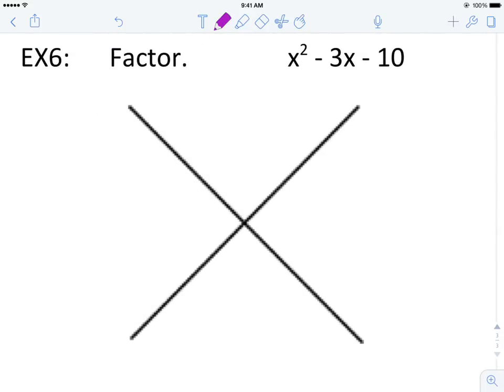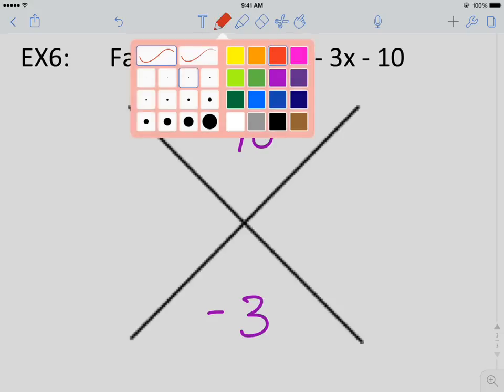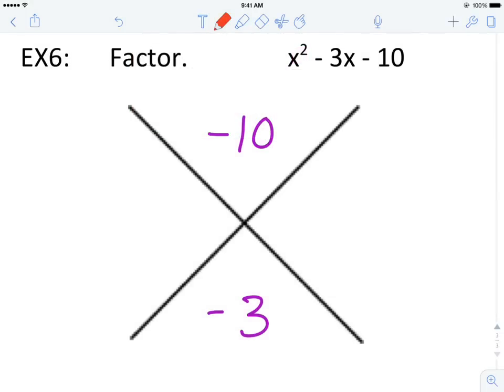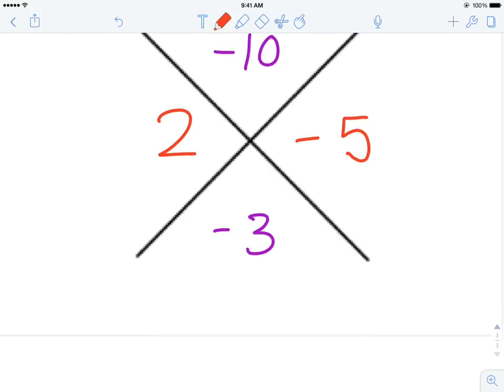Now let's take a look at the last one. I'm going to give you the answers for that too. If you don't have it written down yet, make sure you're trying it yourself. Good practice to do this. So I put the negative 10 on top, negative 3 on the bottom. Then I find out that if I have negative 5 times 2, that gives me negative 10 when I multiply them. And then negative 5 plus 2 gives me negative 3. So my final answer becomes x plus 2 and x minus 5.